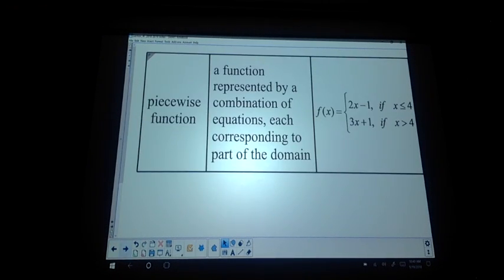So a piecewise function is a function represented by a combination of equations, each corresponding to part of the domain. I know this is on your thing, so if you want to jot these notes down, you totally can. So we did give you this function where you have the function at x. This is just like saying, hey, you have f at x equals 2x minus 1 and also f at x equals 3x plus 1. It's just we're combining them together. The x is less than or equal to 4 and x is greater than 4 is the restricted domain. And you're going to see how that goes.